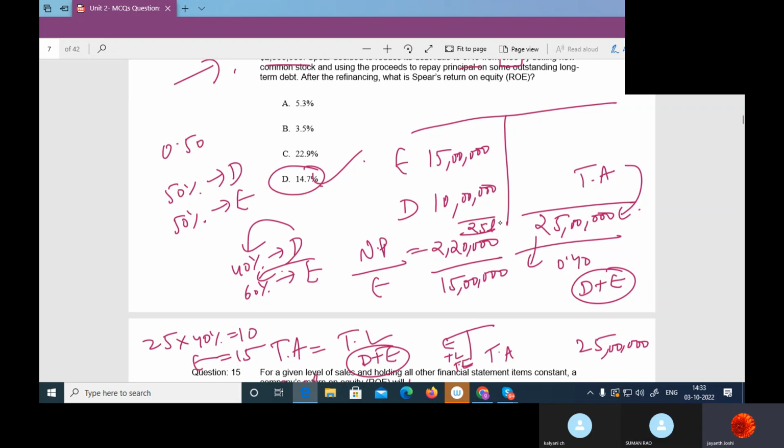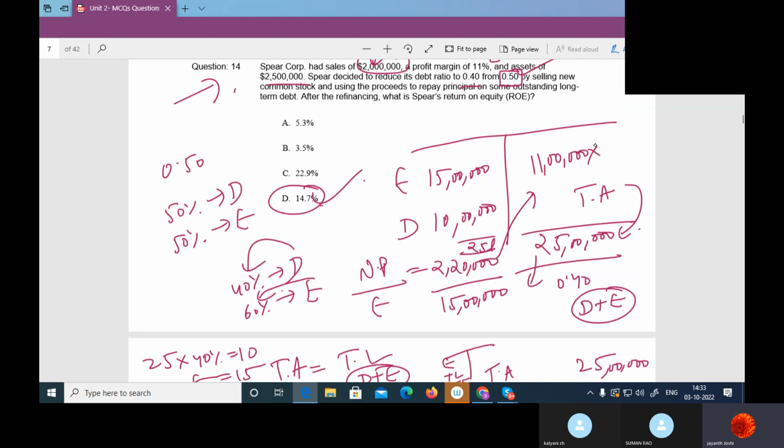Okay. So how did I get this 2,20,000? 11 lakhs is my sales. Yeah, into what is my, not 20 lakhs, sorry. 20 lakhs is my sales, into 11% is 2,20,000. That's what.